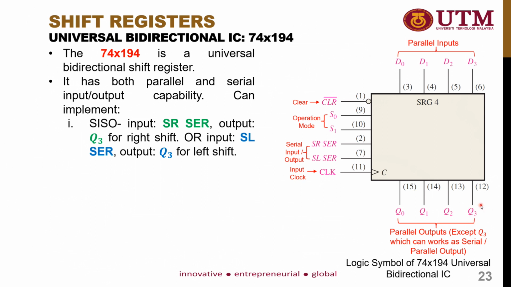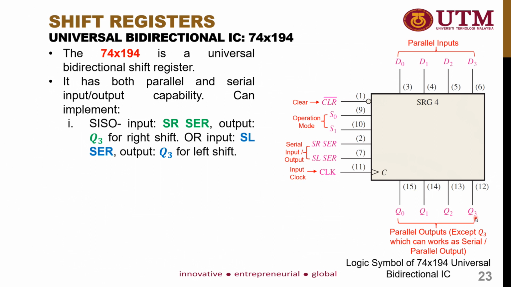For this type of shift register, SISO, if you want your output to shift to the right, you must connect your input to SR SER, which is shift right serial. If you want to shift your output left, you must connect your input to SL SER.